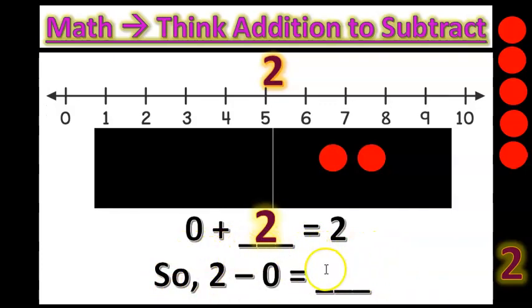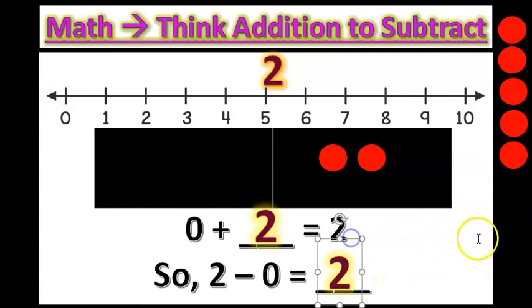Now, boys and girls, what number is missing here? 2. Good job. So let's insert 2 here. Because watch, this 2 is already up here. This 0 is right here. Therefore, we just insert this 2 back into our answer.